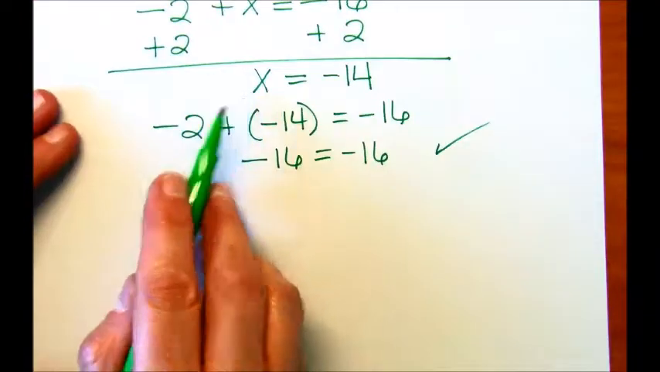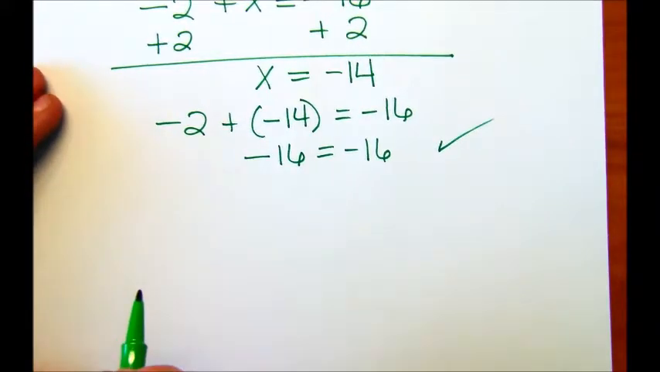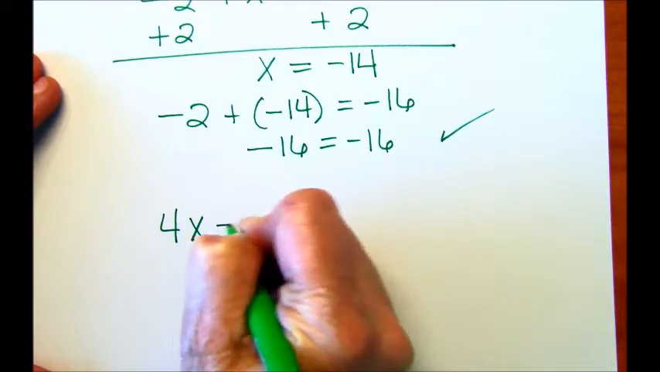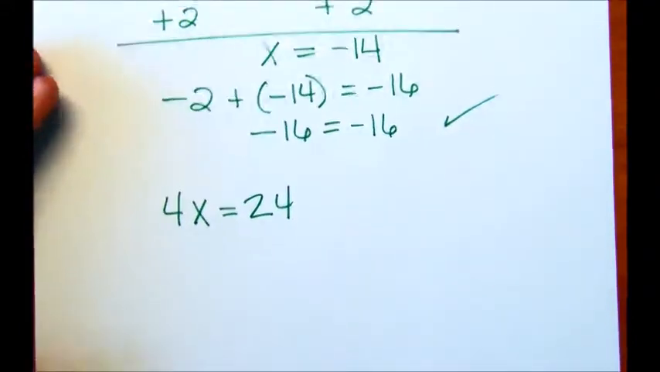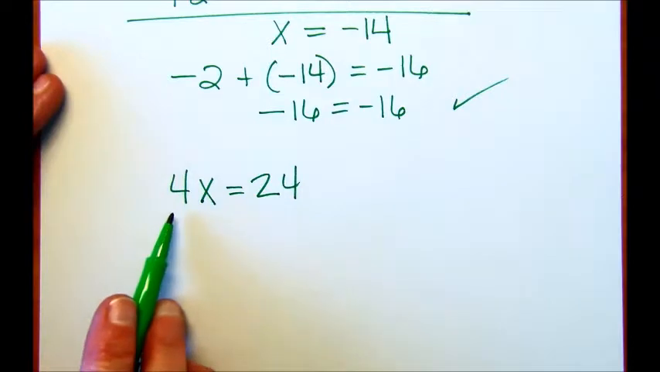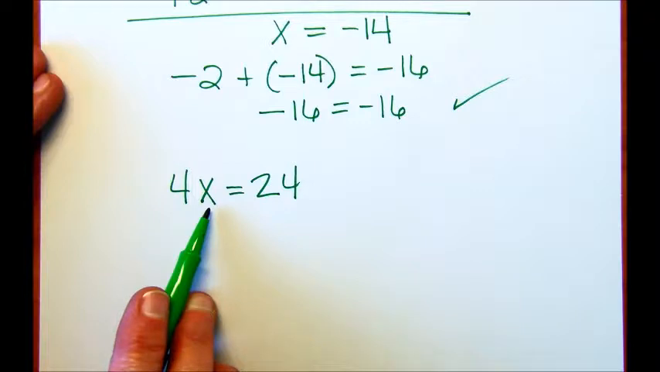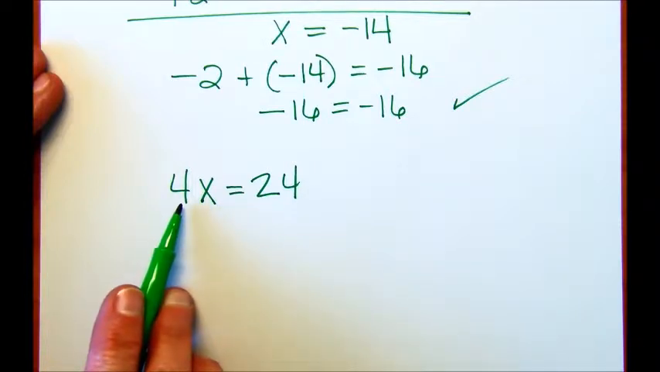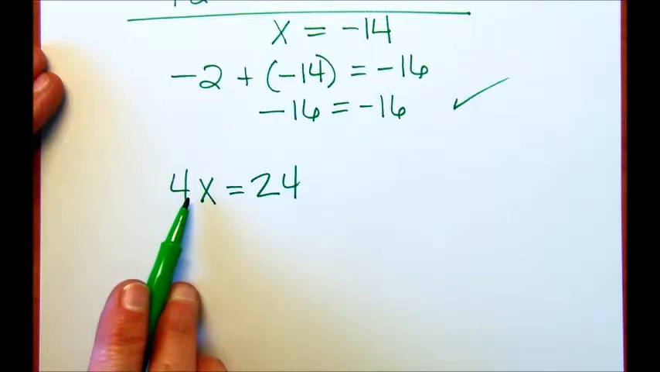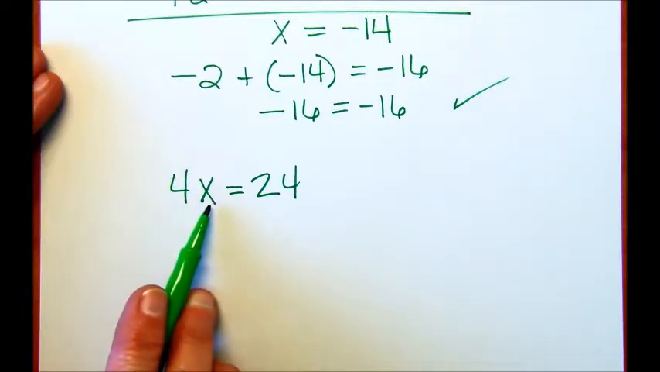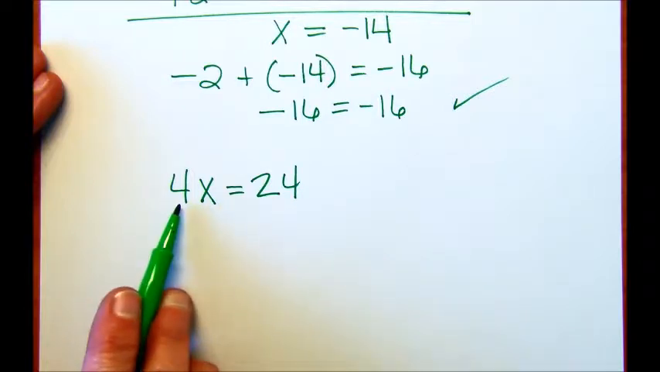Now let's look at some multiplication and division problems. Here we have 4x equals 24. Now, what we want to do is identify the operation that's going on between the 4 and the x. If you don't see a symbol like a plus or a minus, or even a dot or a parentheses or a division sign, you can assume when you see a number right next to a variable that that is going to be multiplication.